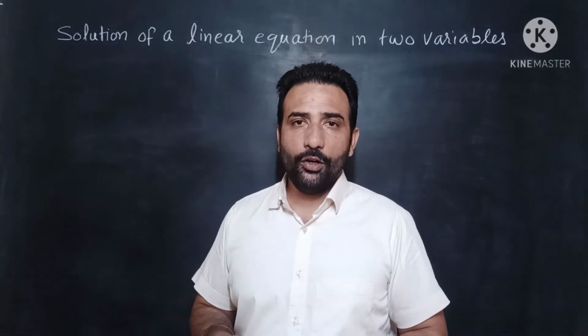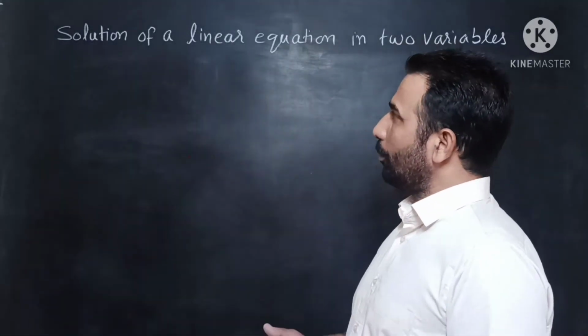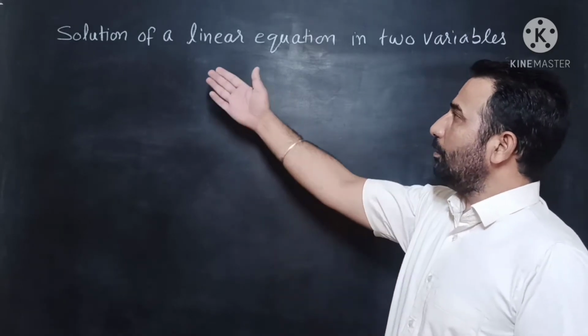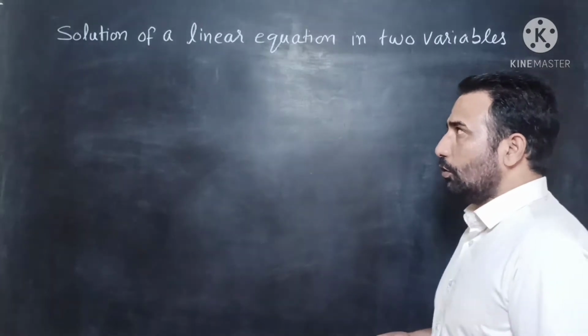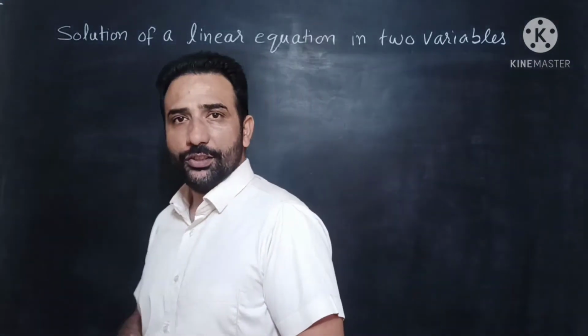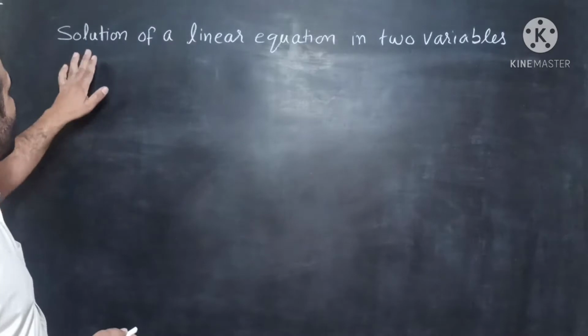Hello students, today we are going to discuss exercise 4.2, class 9. The topic name is solution of linear equation in two variables. First of all, we will discuss the introduction. The introduction part is: what is a solution?